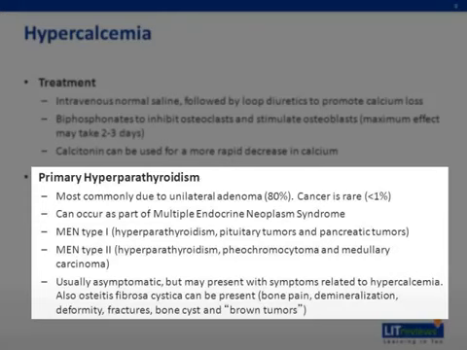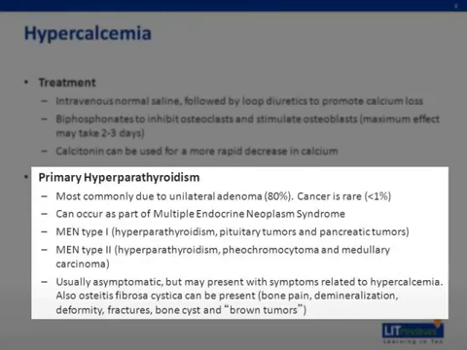Primary hyperparathyroidism can occur as part of MEN, or multiple endocrine neoplasia syndrome. There are 2 kinds of multiple endocrine neoplasia syndrome. In MEN type 1, the patients suffer from hyperparathyroidism, pituitary tumors, and pancreatic tumors. This is called the 3 Ps. In MEN type 2, the patients suffer from hyperparathyroidism, pheochromocytoma, and medullary carcinoma of the thyroid.